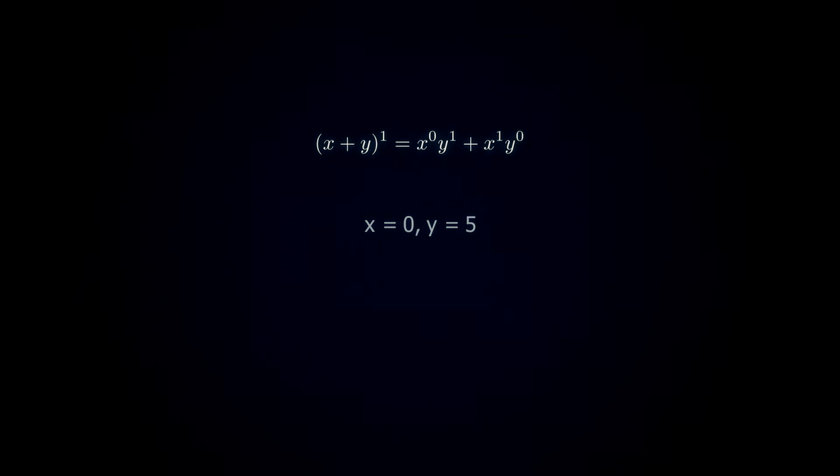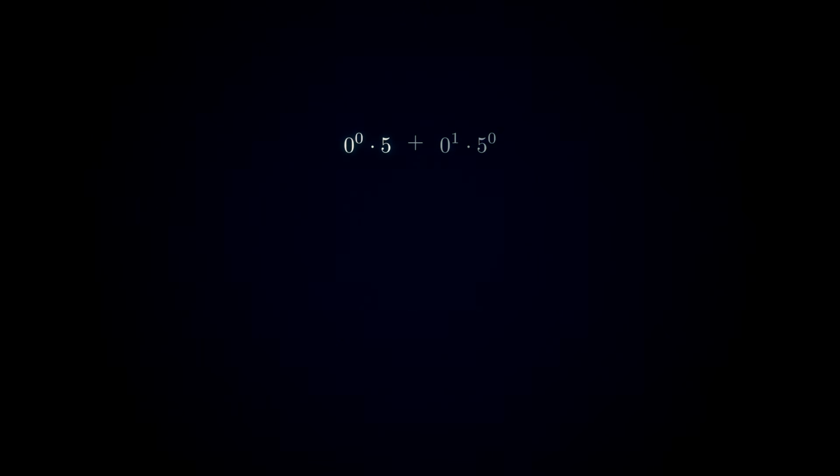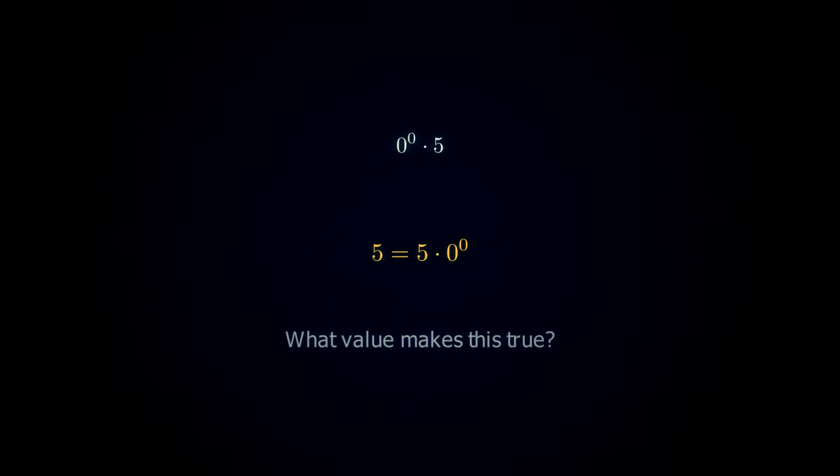Now plug in real numbers. Let x equal 0 and let y equal 5. The left side of the formula is simple. 0 plus 5, raised to the first power, is just 5. The right side is where it gets interesting. The first term is 0 to the 0, times 5. The second term is 0 to the first, times 5 to the 0. 0 to the first is 0, so that whole second term vanishes. What is left on the right side is just 0 to the 0 times 5. So the equation says 5 equals 5 times 0 to the 0. Ask yourself, what value of 0 to the 0 makes that true? Only one number works, 1.